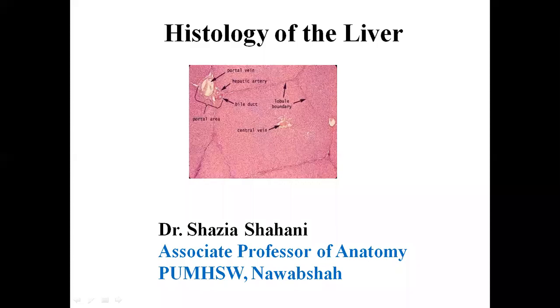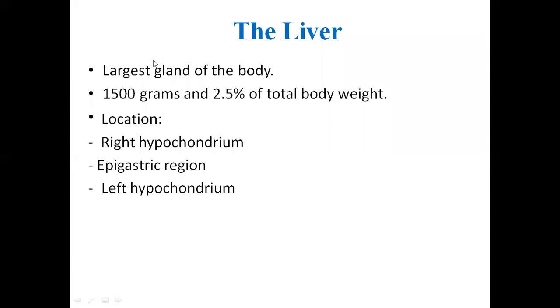Introduction: the histology of the liver. So, a little introduction about the liver. It is the largest gland of the body. Its weight is about 1500 grams, and it makes up about 2.5% of total body weight.